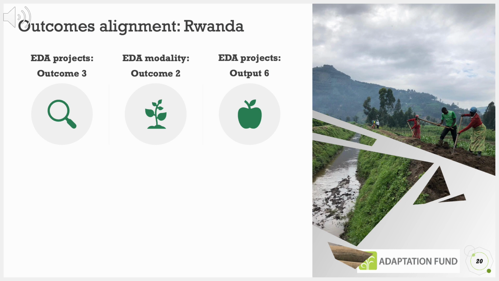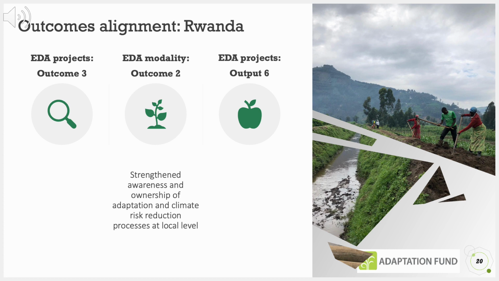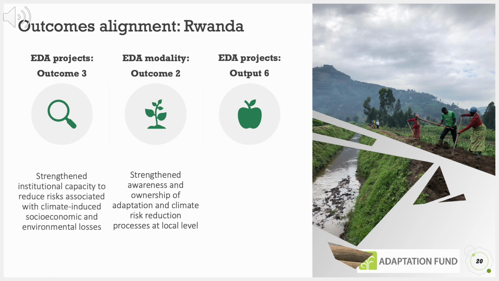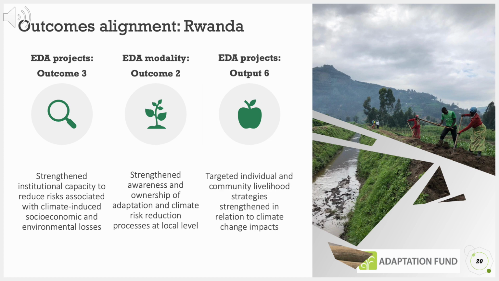The EDA modality in Rwanda will directly contribute to the fund-level outcome too, as the development and application of the project and the training provided to develop proposals and manage these will deliver strengthened institutional capacity for adaptation. The projects funded by the Rwanda EDA will also lead to a set of outcomes that are expected to align, depending on the projects chosen, to Fund Level Outcome 3, Strengthened Awareness and Ownership, and Output 6, Targeted Individual and Community Livelihood Strategies.